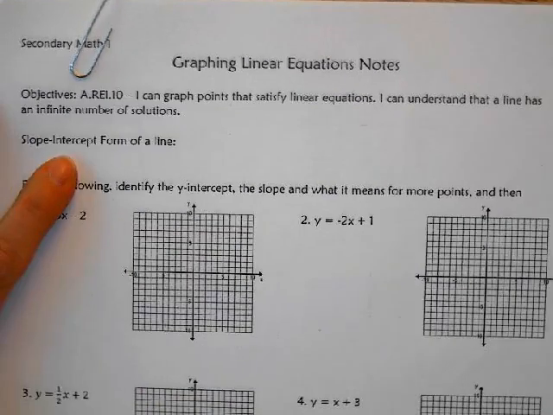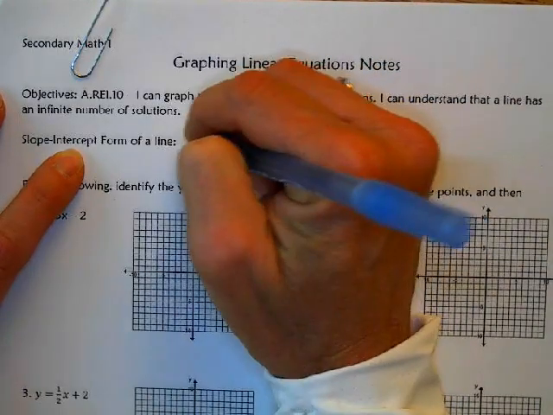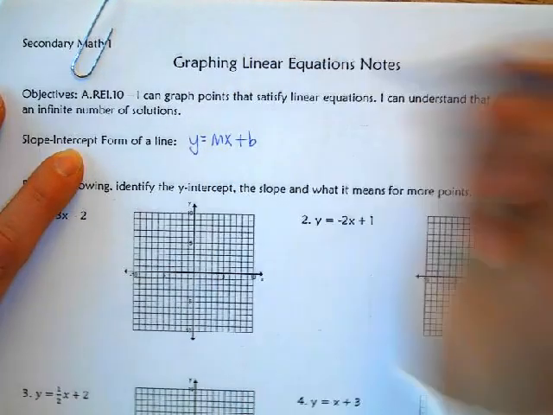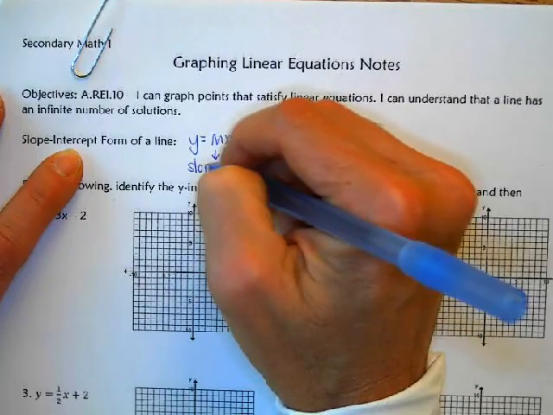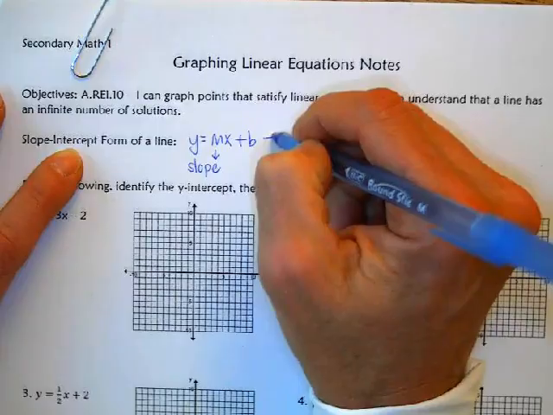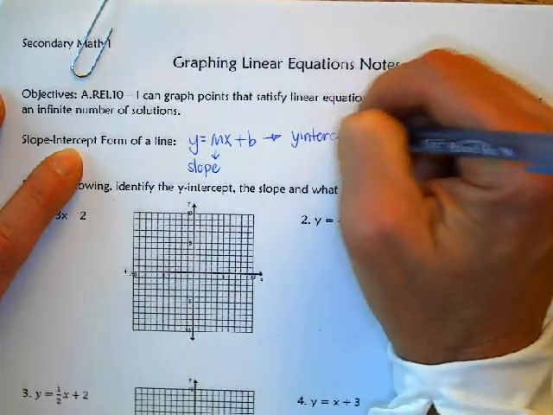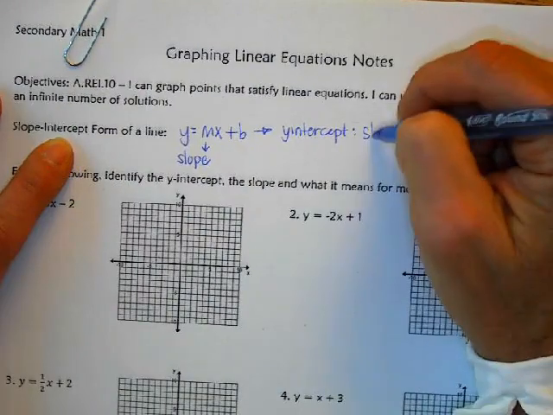We are going to talk about equations that are in slope-intercept form, and that is y equals mx plus b, where m represents the slope and b represents the y-intercept, which is your starting point.